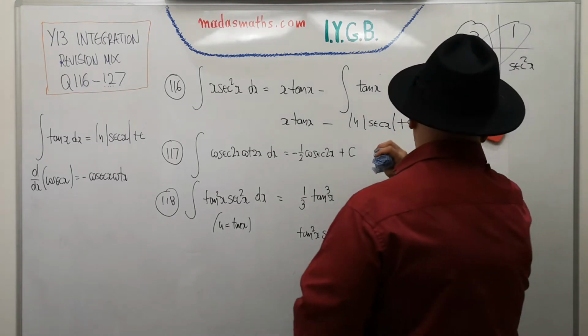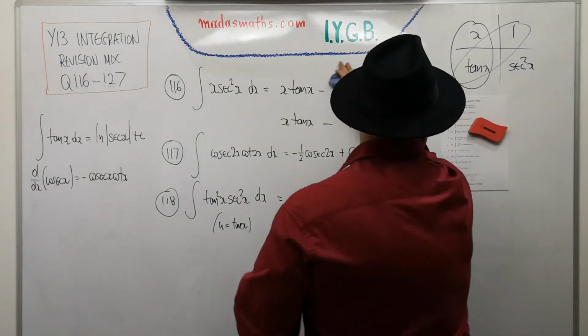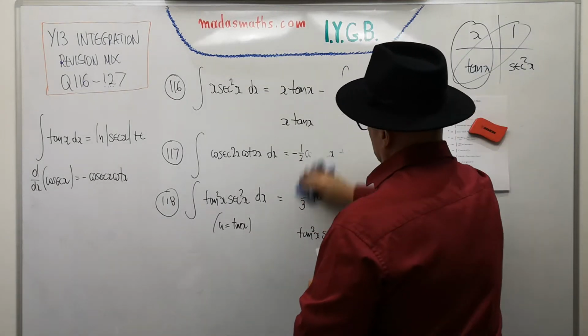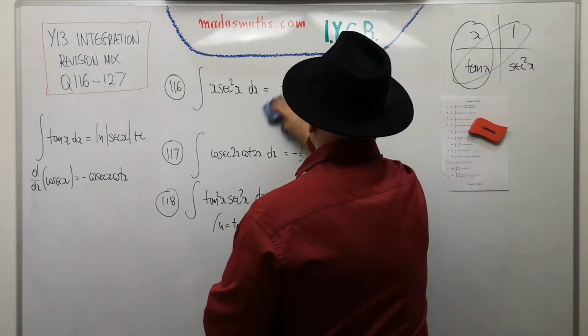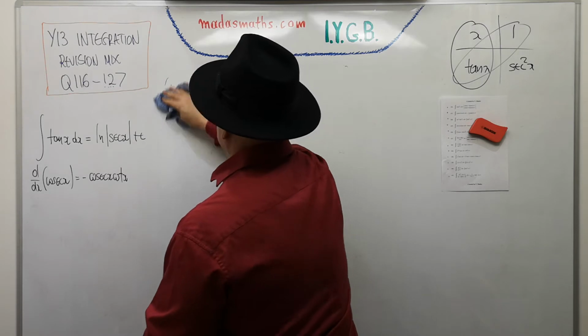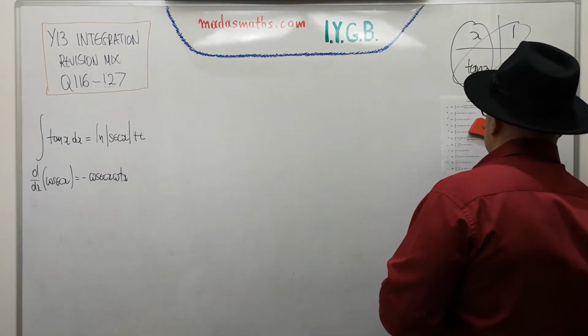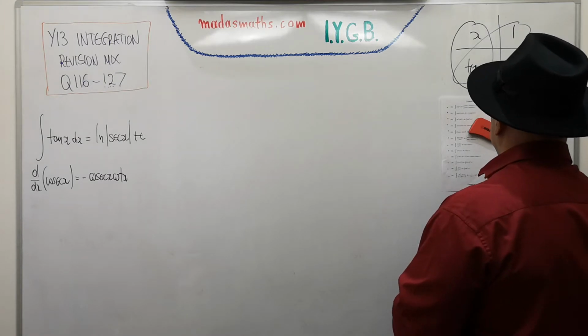Okay, next question is question 119. That's actually quite quick as well. Very simple by the looks of things. Loads of trig on this particular page. I don't know if that's a good thing or a bad thing. I prefer trig to sometimes tedious stuff.